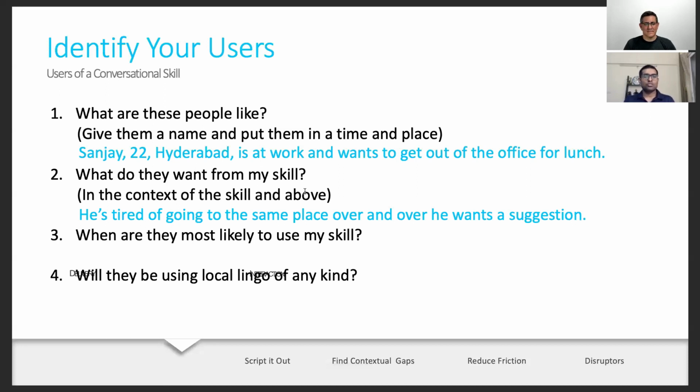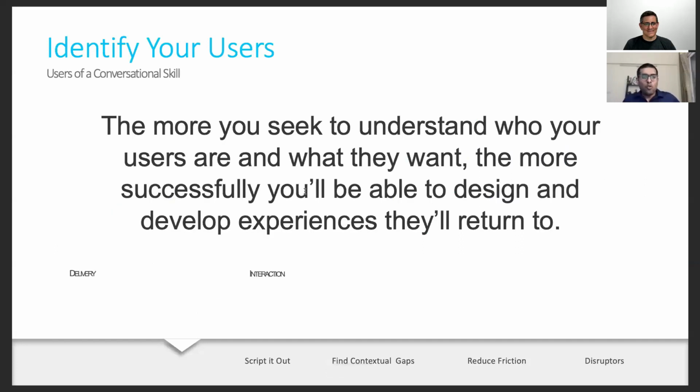Sanjay wants to use the skill because he's tired of going to the same place again and again, and he wants a suggestion, right? He's most likely to use this when he's at work and he's hungry, and Sanjay swears a lot, right? And the point is, the more you understand your users and what they want, the better you will be able to design experiences that they will want to come back to, right?